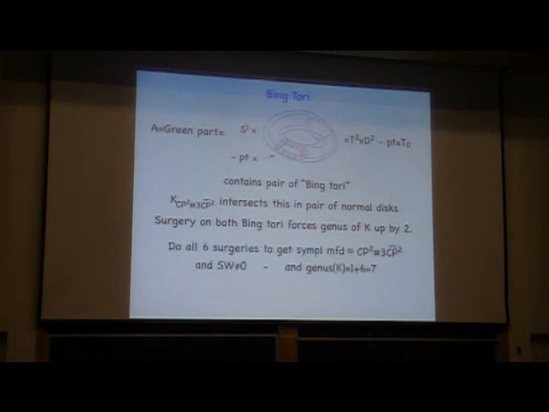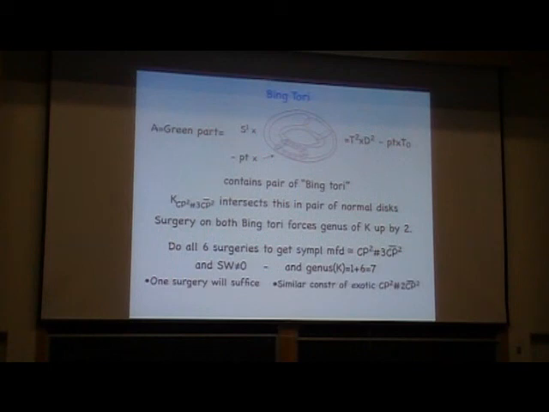Well, in the construction for CP2 blown up 3 times that I mentioned, you do 6 surgeries. Each one increases the genus of the canonical class by 1. So when you're done, you get genus 7, which is exactly the genus that's predicted by the adjunction formula. But in fact, 1 surgery will suffice, because you can prove that if you do less than the maximal number of surgeries, you don't change the manifold at all. It remains CP2 blown up 3 times.